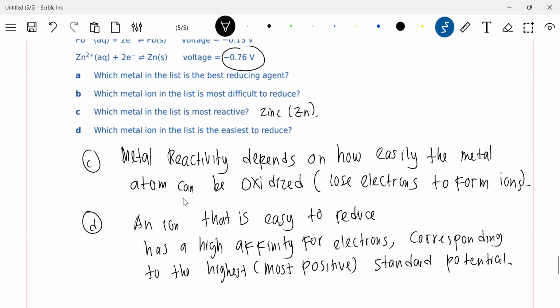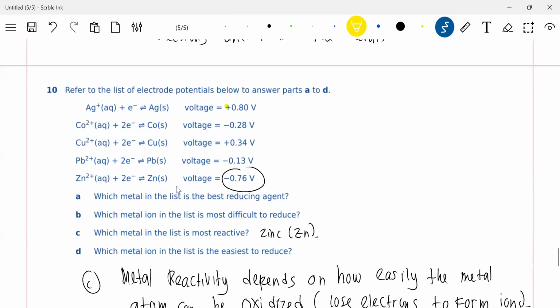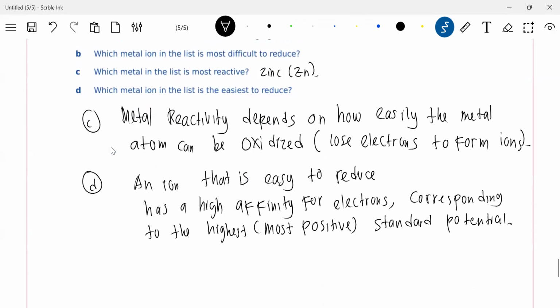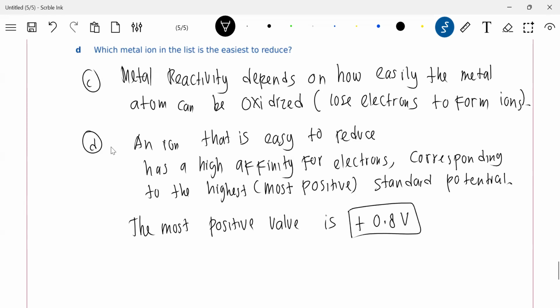If you analyze it, the most positive value, of course, is positive 0.8. It is for argentum, Ag. So the most positive value is positive 0.8 for the silver ion.